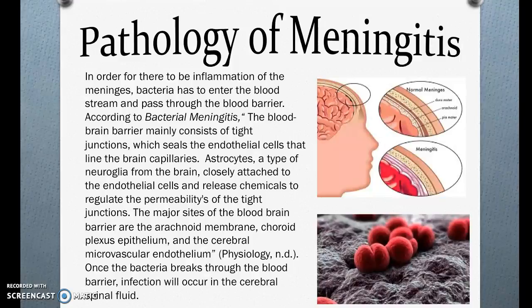The major sites of the blood-brain barrier are the arachnoid membrane, choroid plexus epithelium, and the cerebral microvascular endothelium. Once the bacteria breaks through the blood barrier, infection will occur in the cerebrospinal fluid.